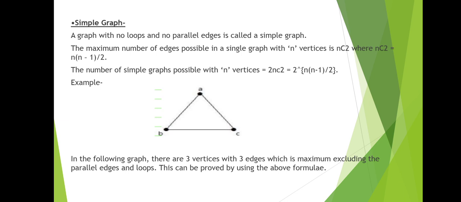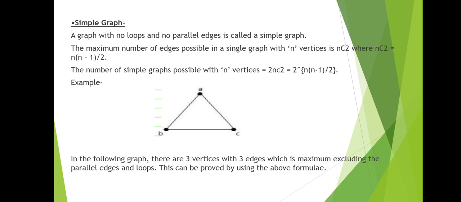Now what is a simple graph? A graph with no loops and no parallel edges is called a simple graph. So here the maximum number of edges possible in a simple graph with n vertices is nC2, where nC2 is n(n minus 1) divided by 2. So the number of simple graphs possible with n vertices is 2^(nC2).